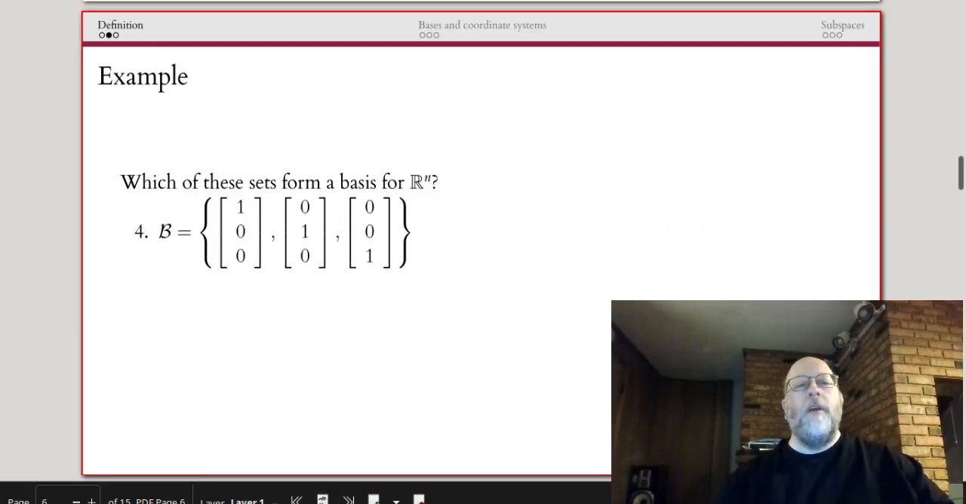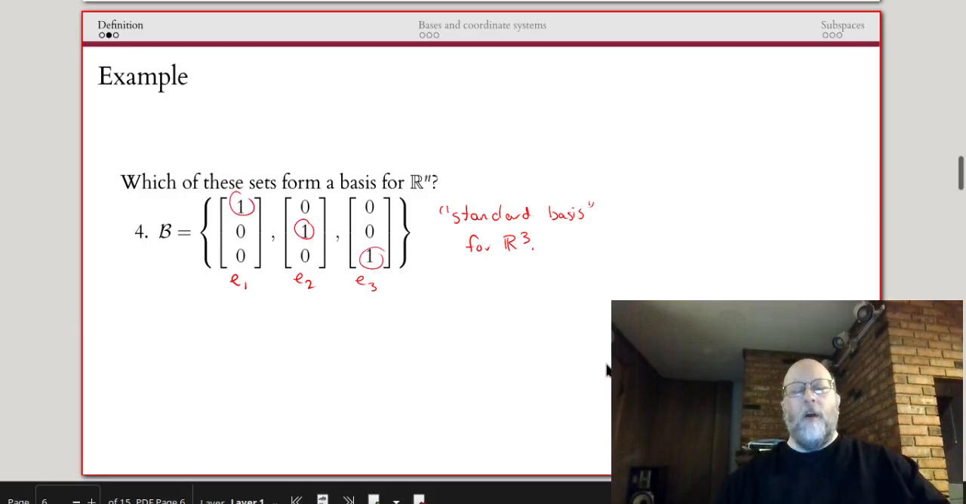Let's look at the last one. This is already in echelon form. In fact, it's our standard vectors E1, E2, E3. Not only is this a basis, we call this the standard basis for R3. This is a basis that we're used to. The x-axis, the y-axis, and the z-axis are represented in these three vectors.